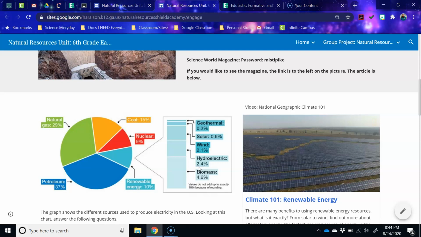Sorry, I'm yawning again, guys. It's nearly 9 o'clock at night. Forgive me. It's 2.4%. So it's a little bit higher than wind. It's a lot higher than geothermal and solar, but biomass is almost 2 times as much as hydroelectric. And still, these are so low compared to natural gas, petroleum, and coal put together, which are our fossil fuels.